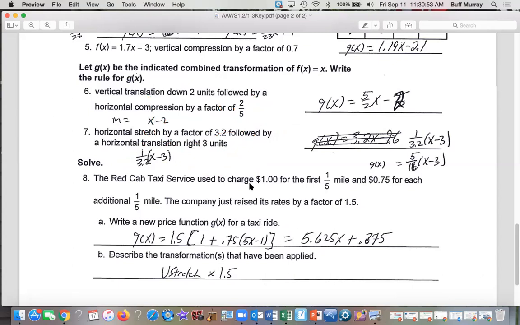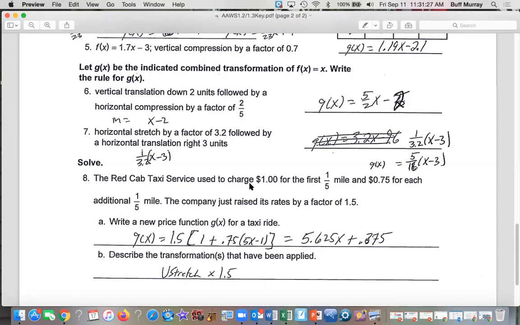All right. Now, number 8, we definitely want to go over because it's a tricky one. It says the Red Cab taxi service used to charge $1 for the first 1/5 mile and 75 cents for each additional mile. The company just raised its rates by a factor of 1.5.